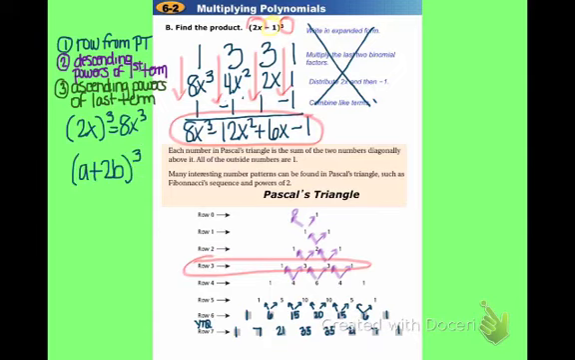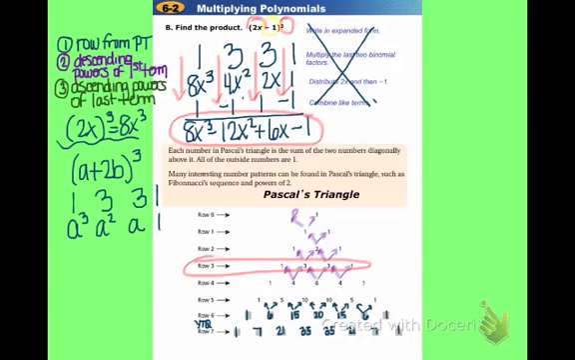Okay, so (a + 2b) to the third power. I go to Pascal's triangle and get the correct row of numbers, 1, 3, 3, 1, because I have a power of 3 again. In the second row, I go in descending powers of the first term, starting at 3. The first term is a, so I start at the highest power: a to the third, then a squared, then a to the first, and then a to the 0, which is 1.